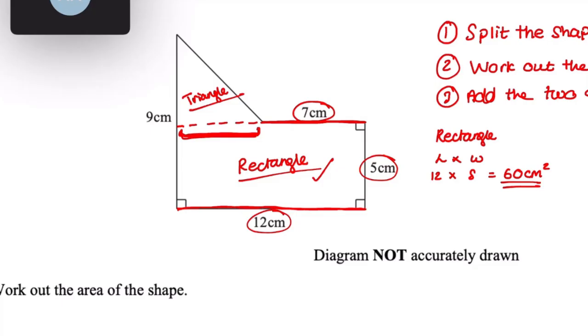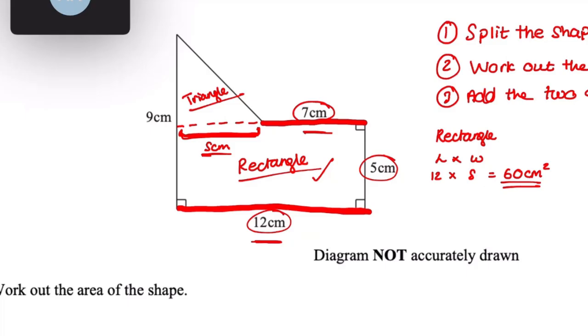Okay, so originally the whole distance was 12 centimeters. We know that this part is 7 centimeters. So that means this part must be 5 centimeters, because 5 and 7 gives you 12. If we add this to this, that gives you 12. So this base of the triangle has to be 5 centimeters.